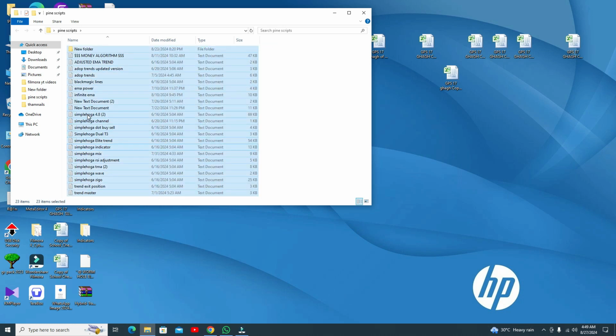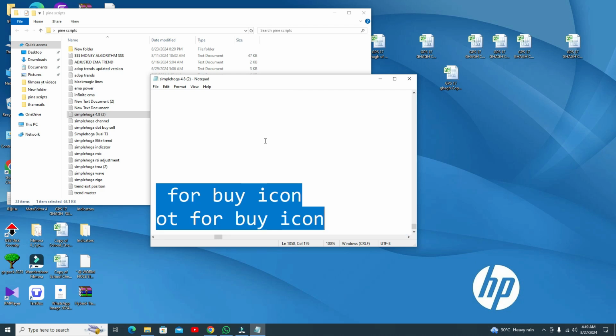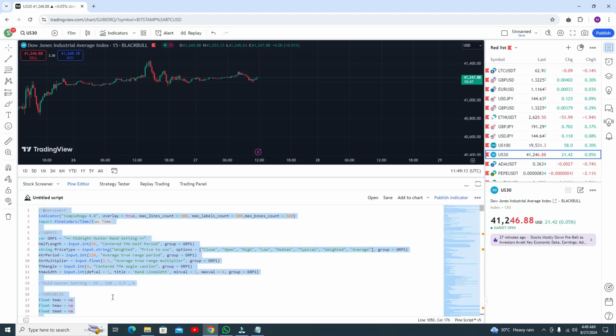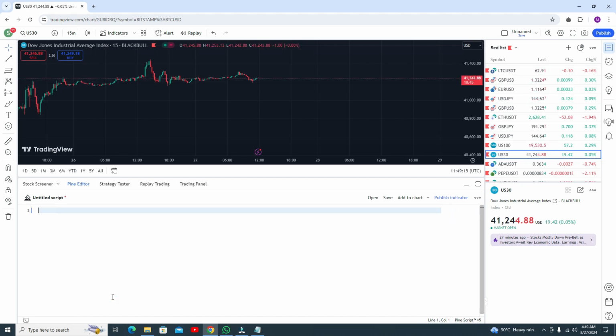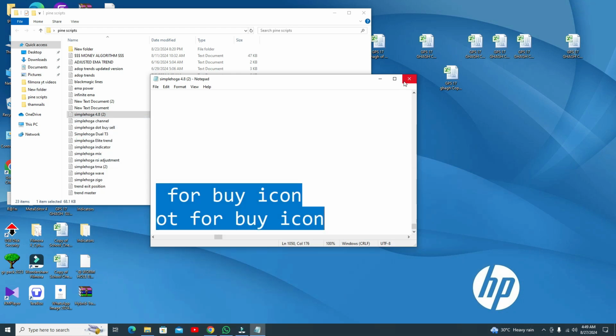Okay, this is the indicator I need to add. Control A, Control C, copy the code, then go to Pine editor, and then you need to select all, delete them, there should be no code. Okay, and Control V, paste my code, and then click on add to chart. Okay, after that you need to add the second indicator.